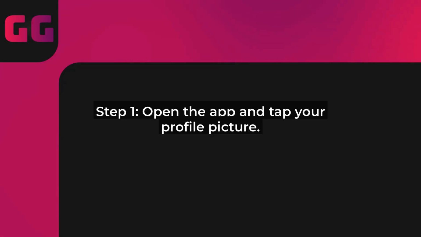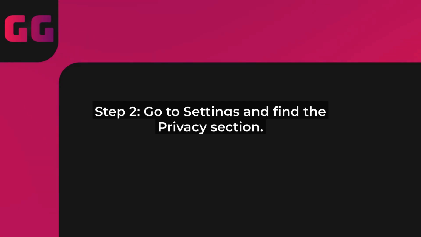Step 1. Open the LinkedIn app on your smartphone and tap on your profile picture in the top left corner. This will take you to your profile page. Step 2. Scroll down and tap on Settings. It's usually represented by a gear icon.